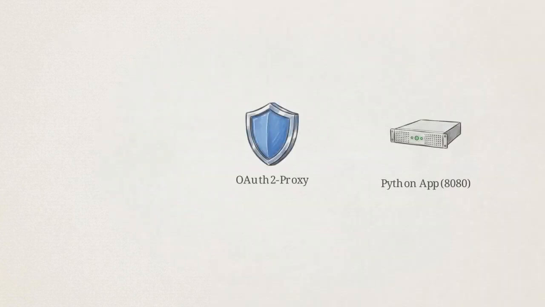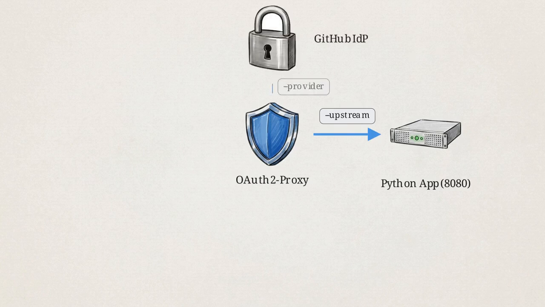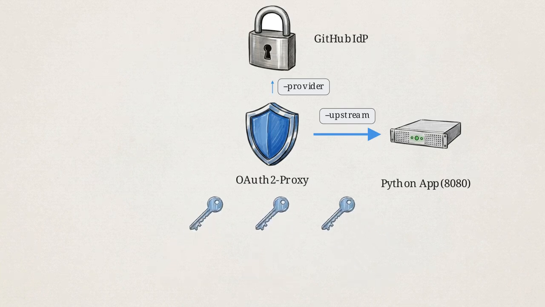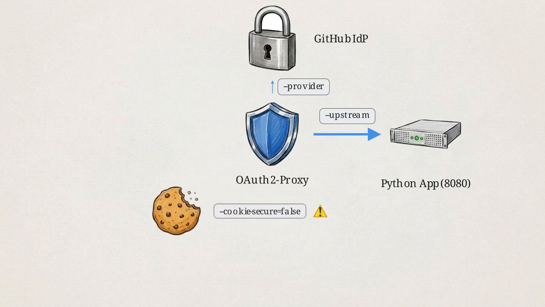This diagram shows the --upstream flag routing the proxy to our Python server on port 8080, while --provider designates GitHub as our identity source. We then map the client ID, secret, and cookie secret into the configuration for encryption. Because we are testing over unencrypted HTTP, we must set --cookie-secure to false. This prevents the browser from rejecting the session cookie, but it should only be used in local development environments.